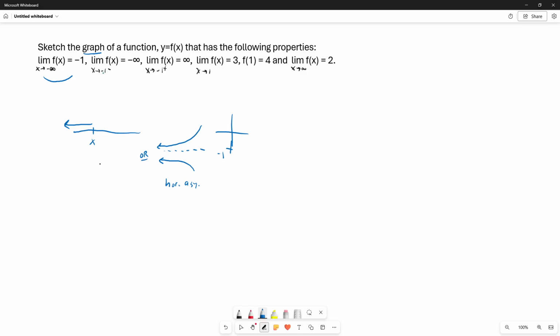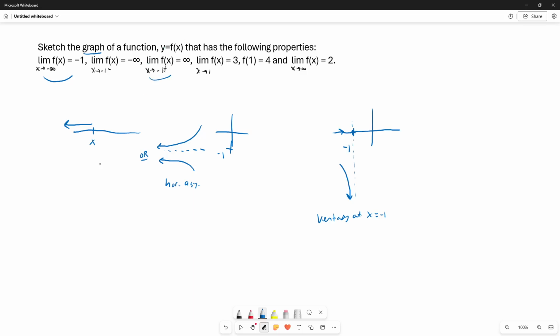Here we have a one-sided limit at x equals -1. So here's x equals -1, and we're coming at it from the left. And the function is heading down to negative infinity. So we have, in this case, a vertical asymptote happening at x equals -1.